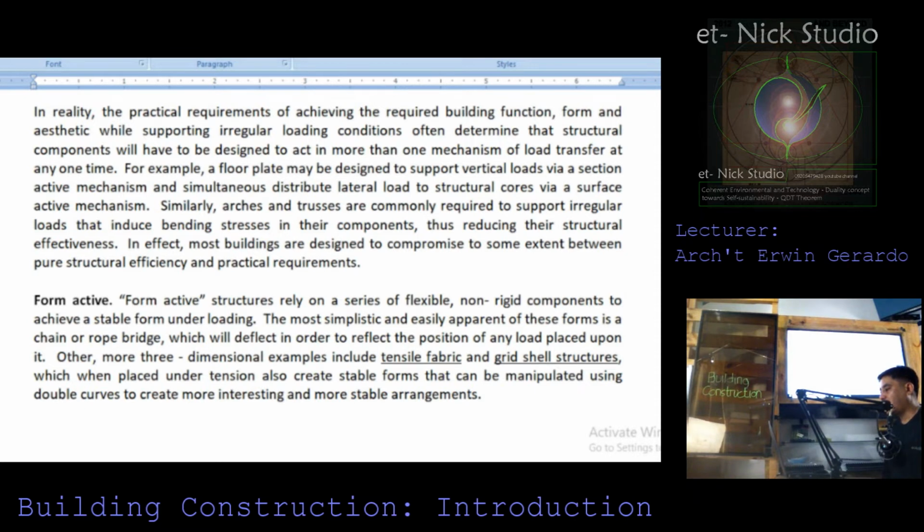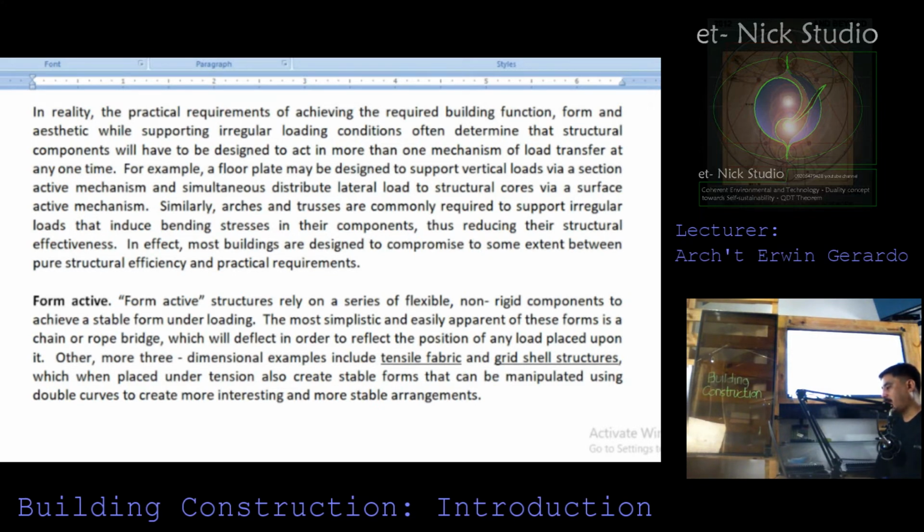Similarly, arches and trusses are commonly required to support irregular loads that induce bending stress in their components, thus reducing their structural effectiveness. Most buildings are designed to compromise to some extent between pure structural efficiency and practical requirements.